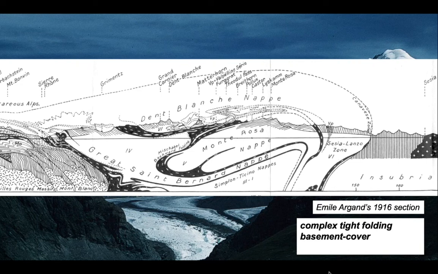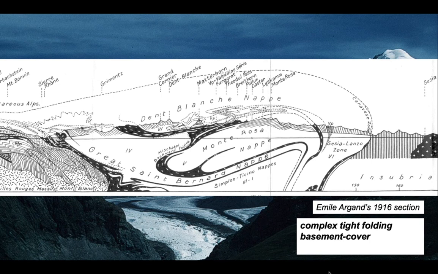We can see that the basement, which here is shown in white, is intensely folded into those great tongue-like shapes. Above 1916 in the label, you can see that the scale of this cross-section, well, that's 10 kilometres. So those tongues, where it says Monte Rosa Nappe, are 20 or 30 kilometres long, great long tongues of basement wrapped by various types of sedimentary cover, now metasediments. So complex tight folding of the basement cover contact.